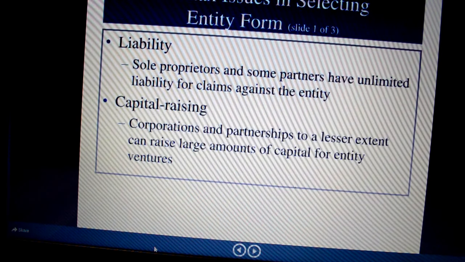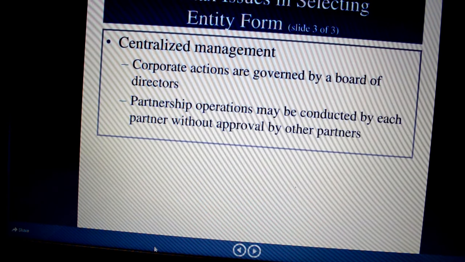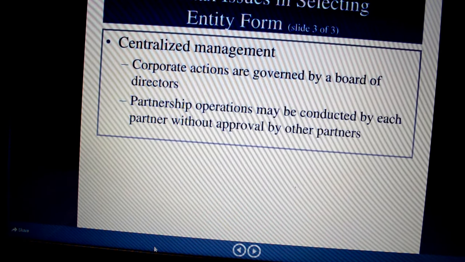Corporations have centralized management. All management responsibility is assigned to the board of directors, which appoints officers to carry out the corporation's business. Partnerships, by contrast, may have decentralized management, in which every partner has the right to participate in the organization's business decisions. Limited partnerships, though, may have centralized management. Centralized management is essential for smooth operation of a widely held business.